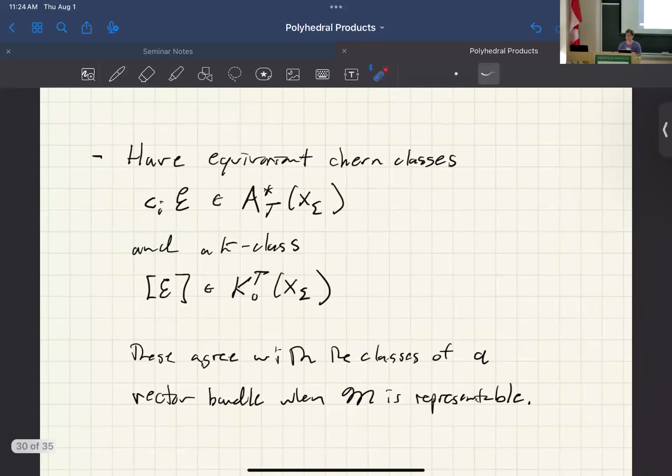These toric matroid bundles also have characteristic classes. So we can define Chern classes and a K class in the zeroth equivariant K-theory, which will coincide with the K classes and the Chern classes of a toric vector bundle when the matroid is representable. So if you take a toric vector bundle, it has Chern classes and K classes. Because it's toric, they're equivariant. And when you tropicalize that guy, the toric matroid bundle will have the same Chern classes and K classes. But the non-representable ones also have a notion like that.